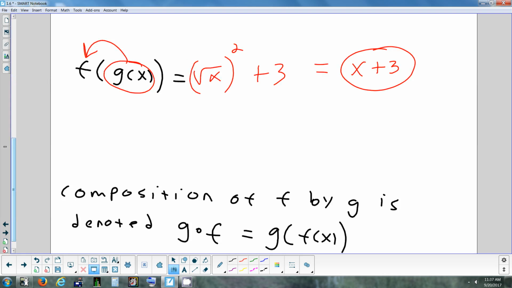Another symbol, and I don't use this symbol, but you might see it in the book. I always do it this way. But if you see g, a small circle, and an f, it means what I just circled. Okay, so we're going to stick with that way.